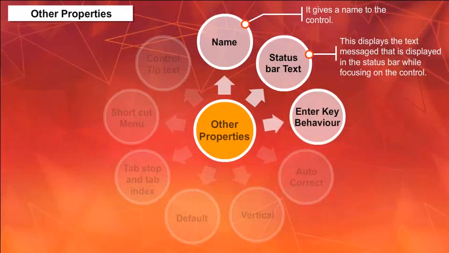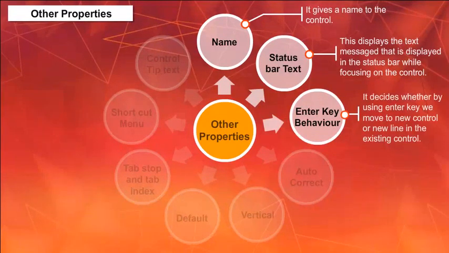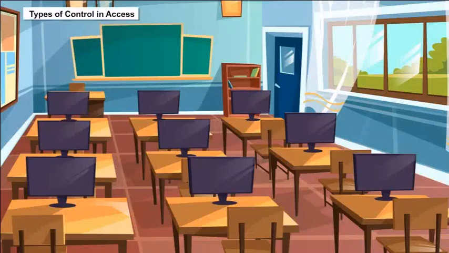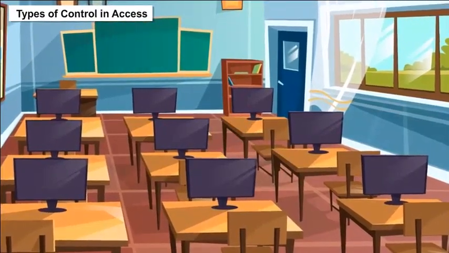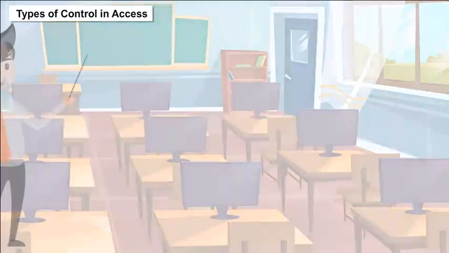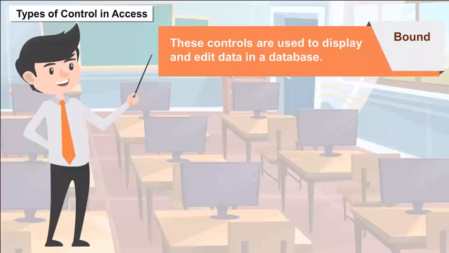Enter key behavior. It decides what happens when the Enter key is pressed. Common controls in Access. Types of controls in Access. There are three types of controls used in Access. Bound. These controls are used to display and edit data in a database.